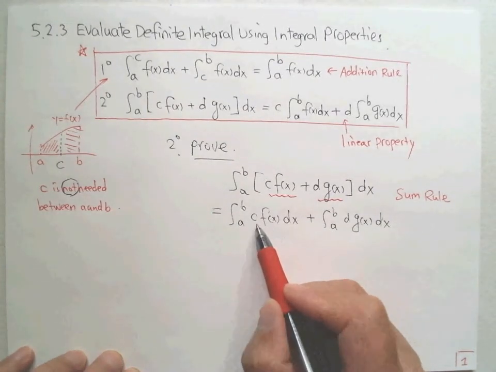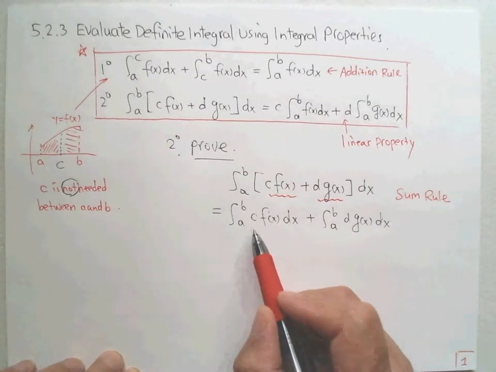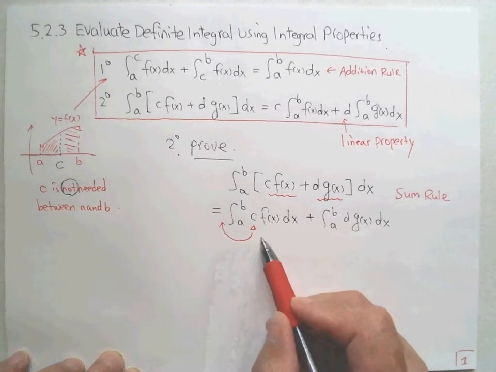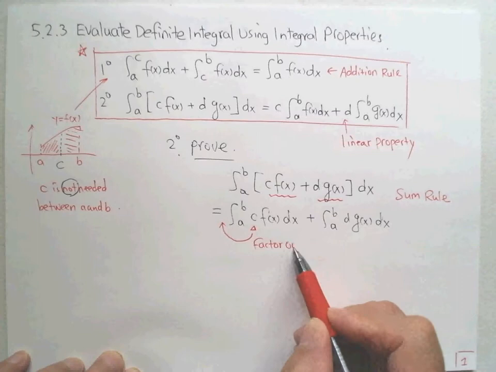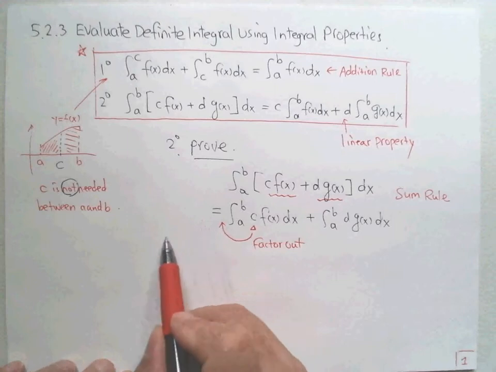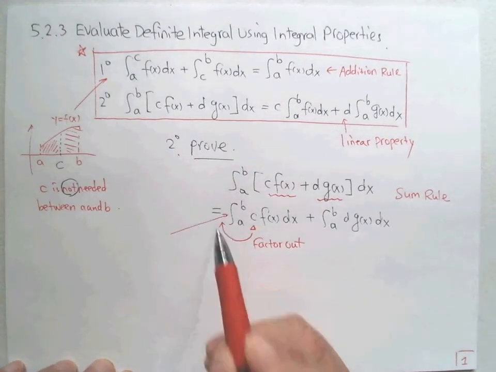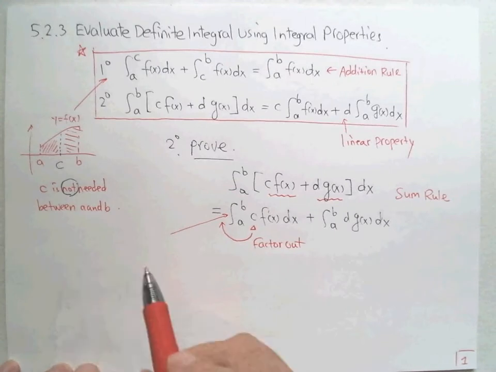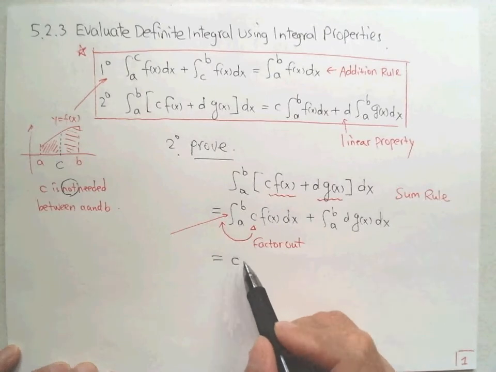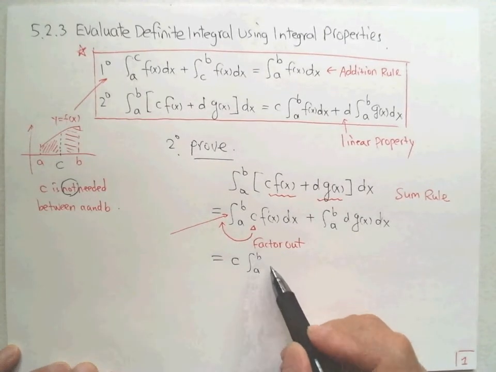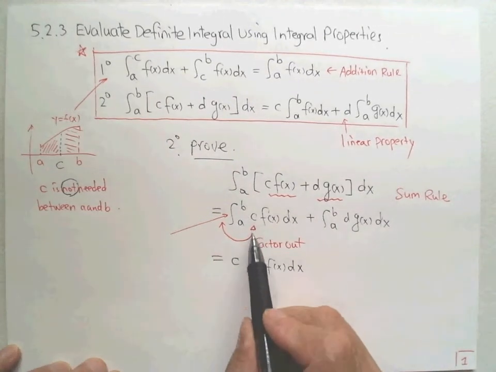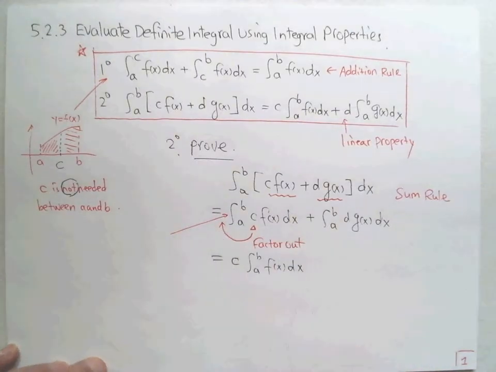This is a linear combination. We call it scalar multiplication, right? This scalar number can be factored out. I have to show this. When we factor out, we have c times the integral from A to B of f(x) dx. See, c we can take out. Why is this correct?